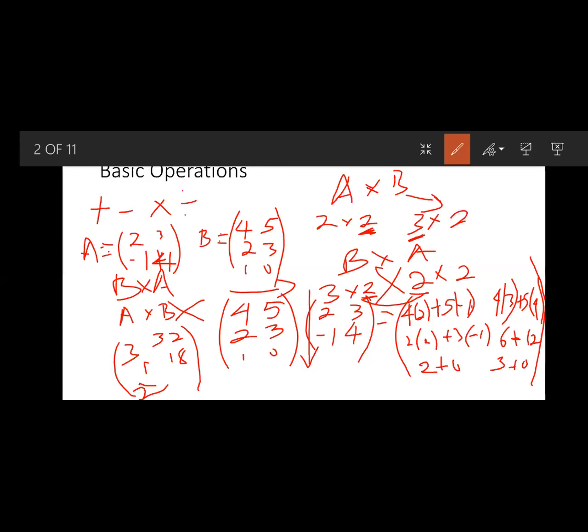Then 3 plus 0, 3. So that's the answer for what? BA. So that's the answer for BA. So that is how you can do that one.